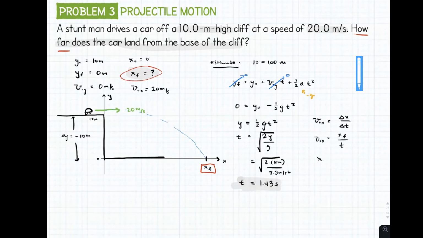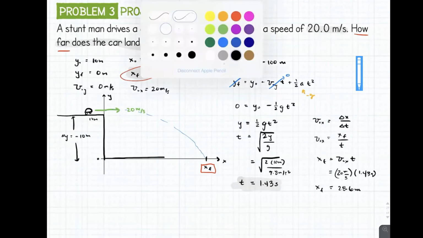So we can write this out as x final is equal to v initial x times t. Well, we just found t, and we also know that v initial x is 20 meters per second. So we just plug this in, and that's going to give us 28.6 meters. So x final is 28.6 meters.